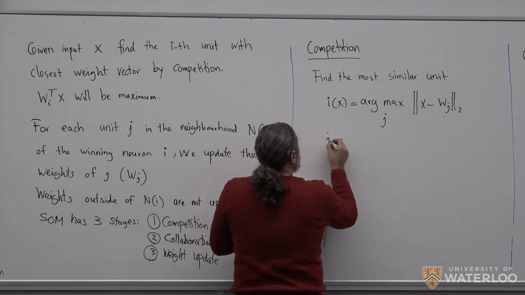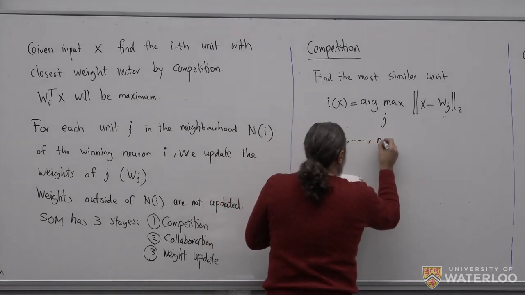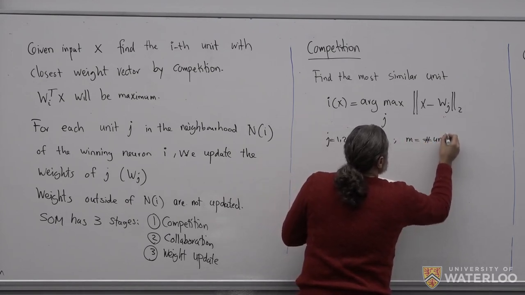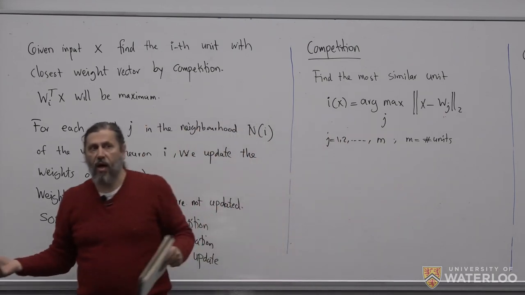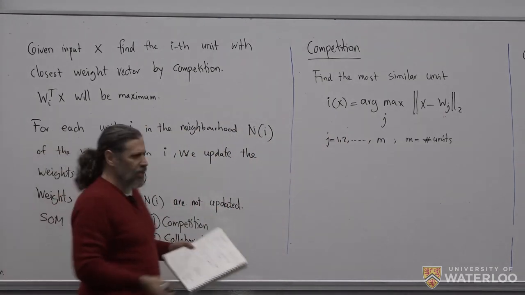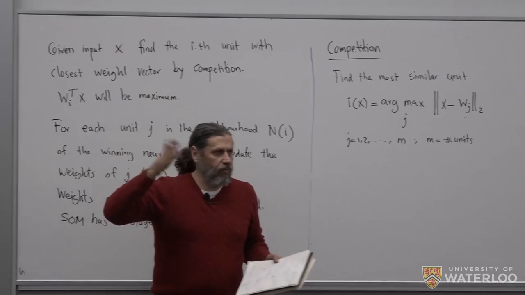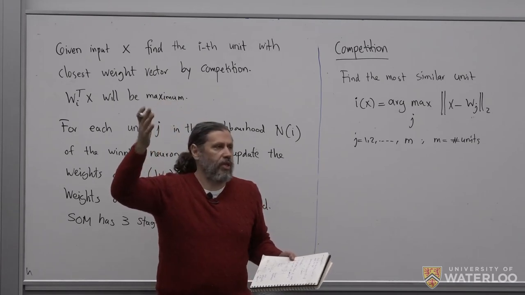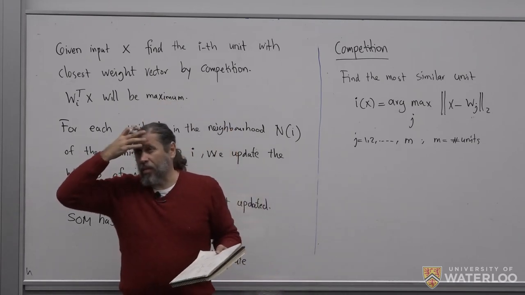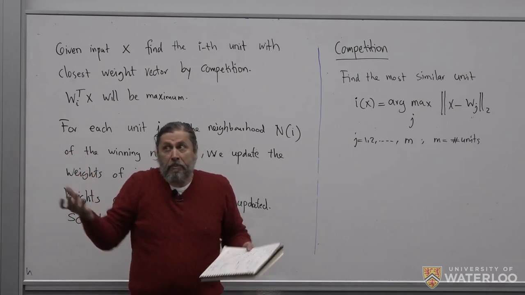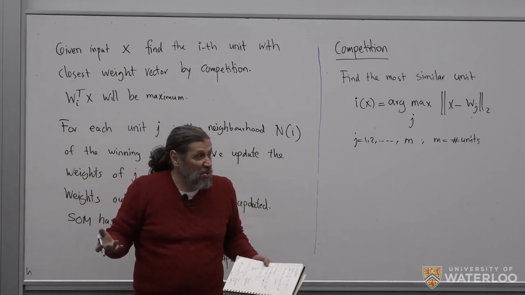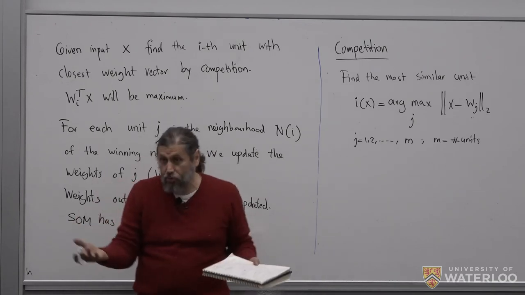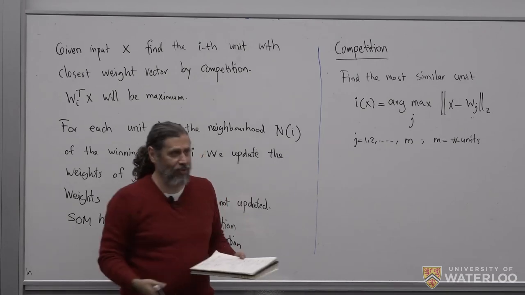And this j will go from 1 up to M, M being the number of units, which is the size of your map. How many neurons do you have? Usually it's one of my biggest headaches when we experiment with a self-organizing map and you say, okay, I have 120 classes or clusters, but how big should the map be? I don't know. Start with 1,000 by 1,000 so you have 1,000,000 neurons. 1,000,000 neurons for 120 clusters? I have no clue. Start and see what happens.